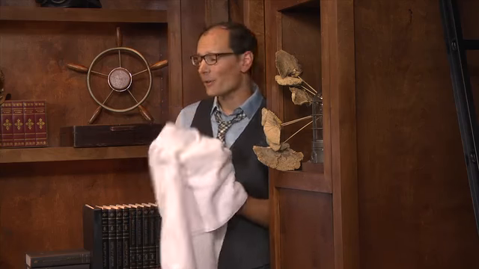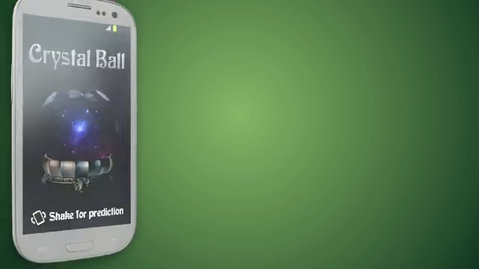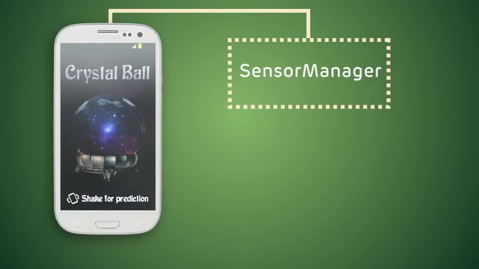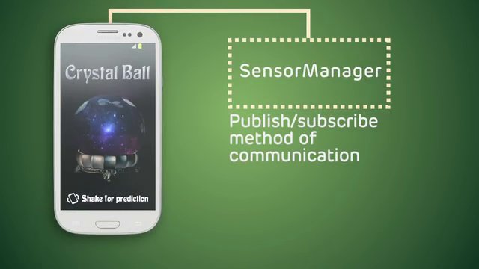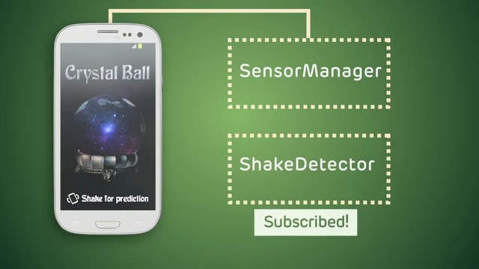Implementing our shake detector. Everything is initialized for us, but now we need to register our sensor event listener with the sensor manager. Android system services like the sensor manager are always running in the background. They use a publish-subscribe method of communication where listeners subscribe or register for updates published by that service.